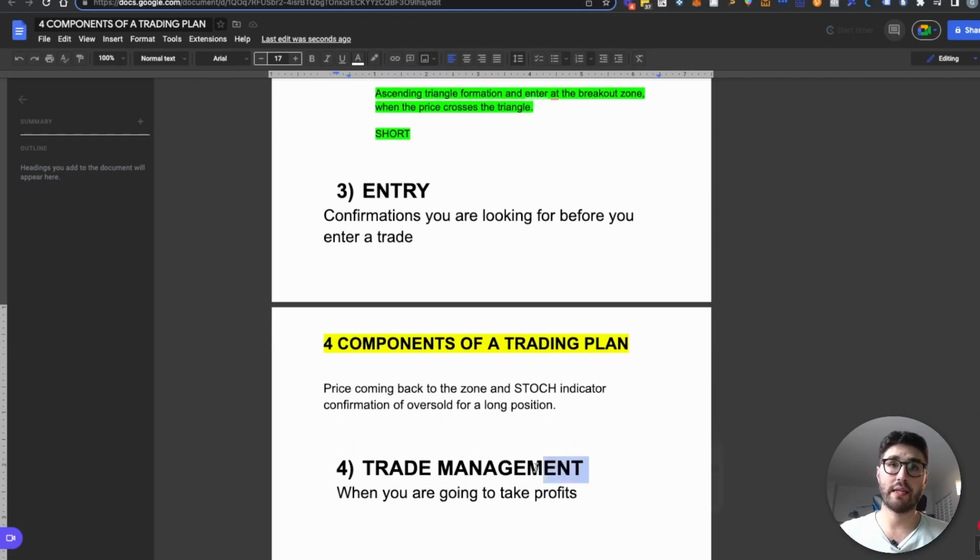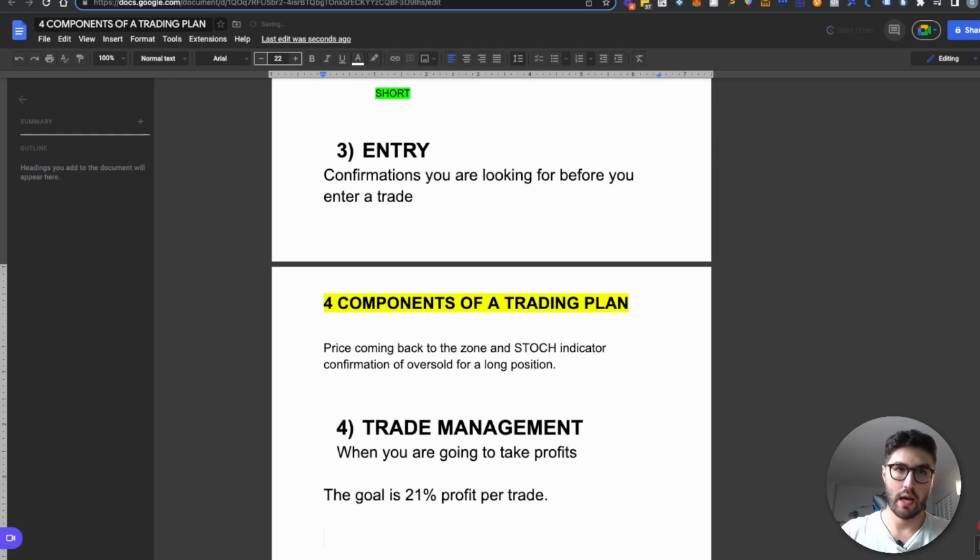Then the fourth component is the actual trade management, when you are actually going to take profits, okay? It's always a good idea to take profits out of the way early, so you can pay yourself all the time. So let's say that your goal, you always establish your goal. So the goal would be 21% profit per trade. Okay, let's say that we're doing a swing trade. And how are you going to realize that?